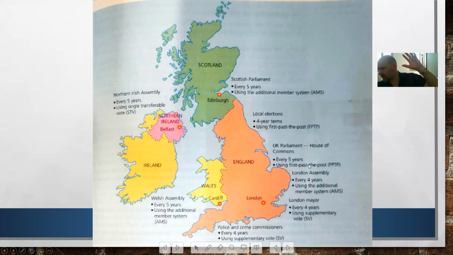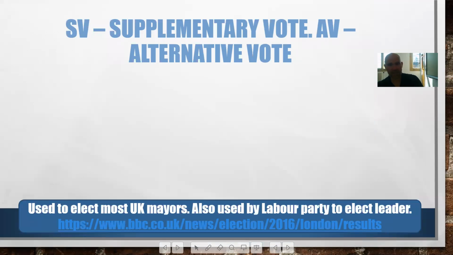Now, the other places that use AV and SV, I think, some of the parties actually use them. So I think the Labour Party, when they're electing a leader, uses either SV or AV, and I'm sorry, I can't remember which one it is. But again, you're electing a leader, you're electing one person, and so they use that particular type. Okay. So what are these systems? How do they actually work? Now you should know that they are majoritarian systems designed to create a majority. You should know that they're used for the London Mayor, police and crime commissioners, and others. And now you need to understand actually how they work.